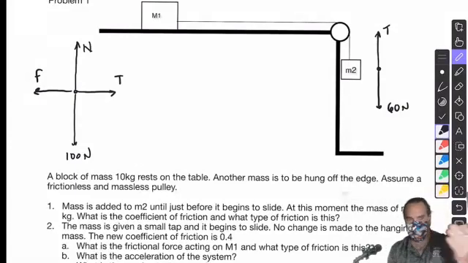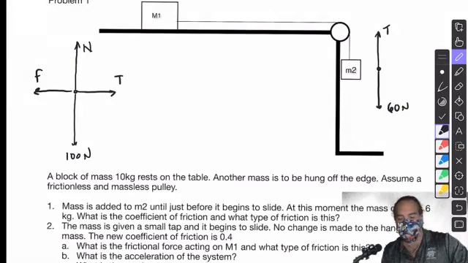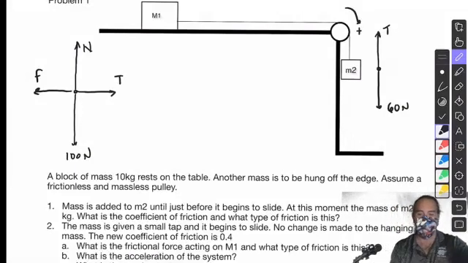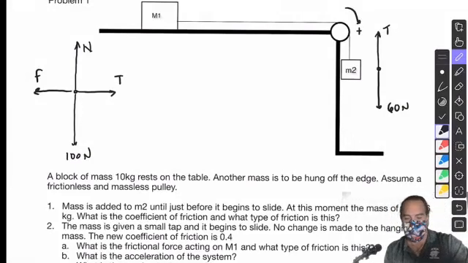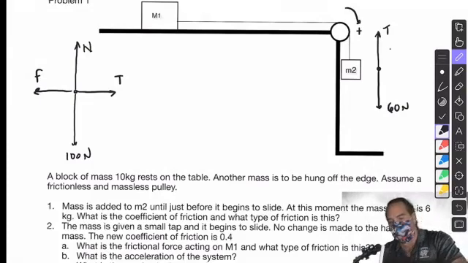Now, net force is 0 in this problem, so it's pretty straightforward. I'm going to choose this way as positive because the system will move in a bit. That choice doesn't matter that much because the net force is 0. But I have 60 minus tension equals 0 here, so the tension equals 60 newtons.